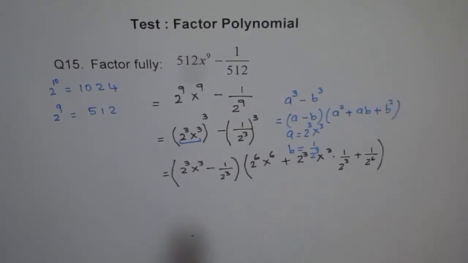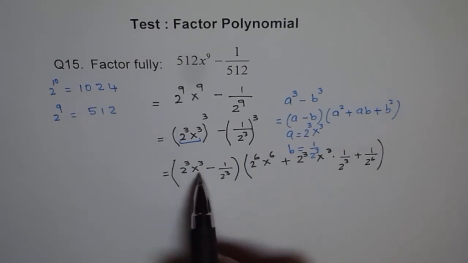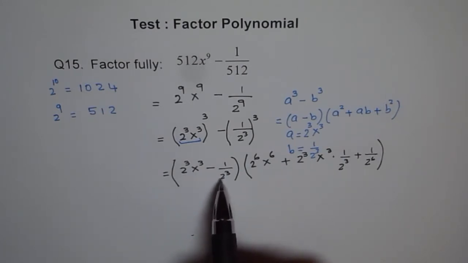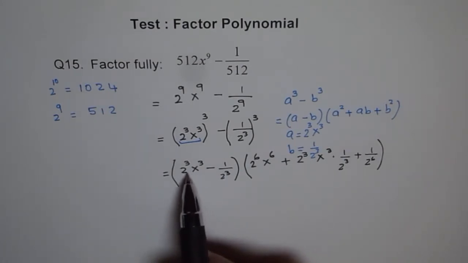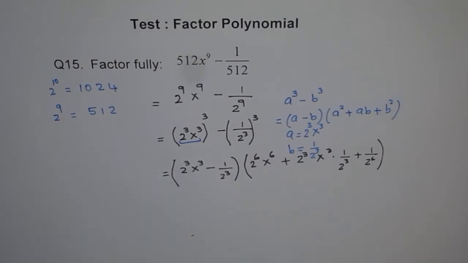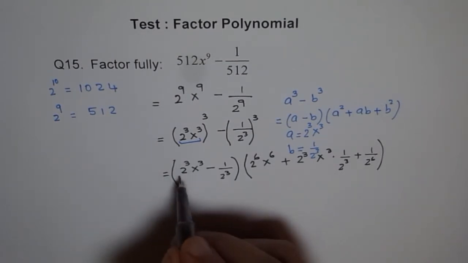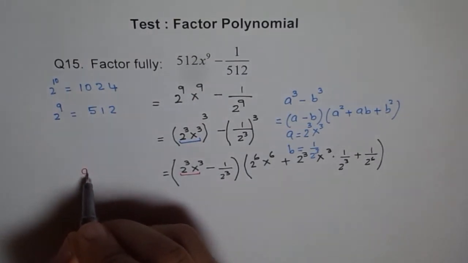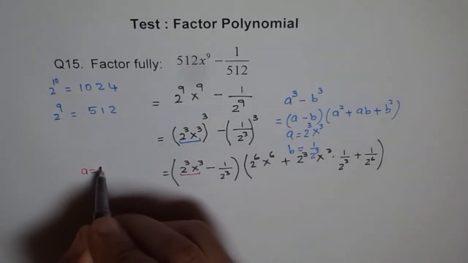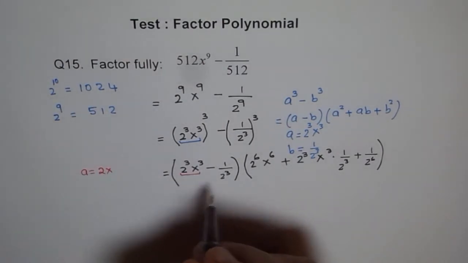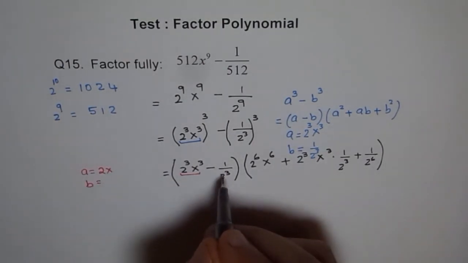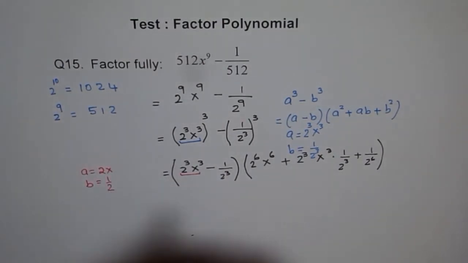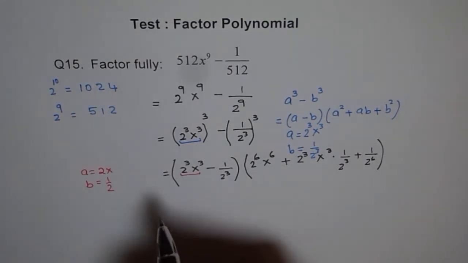Now see this. This is also a cube. A cube minus b cube again. Now here a is 2x. Do you see that now? Now this is your a. Do you see this? A. This is b. So now a becomes 2x cube, and b becomes 1 over 2. Do you see that? Yes. And so we can factor this half again.